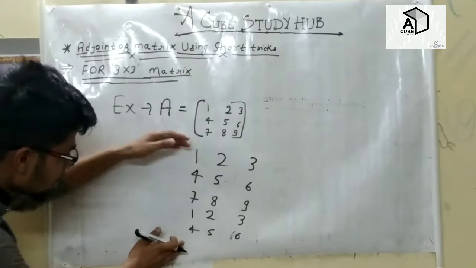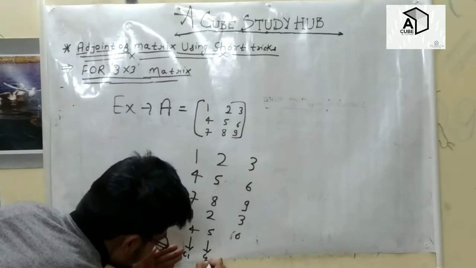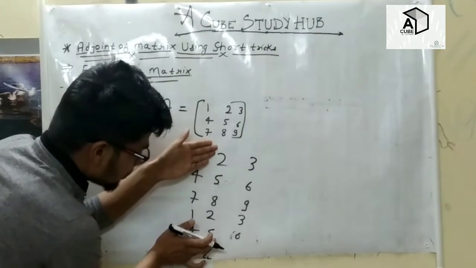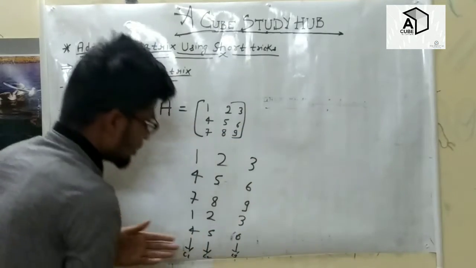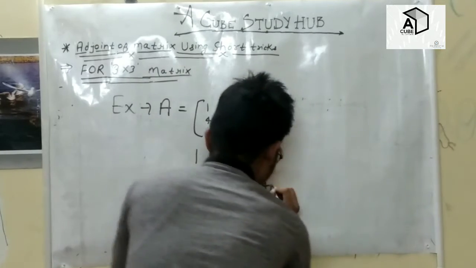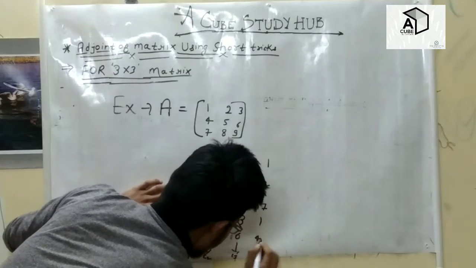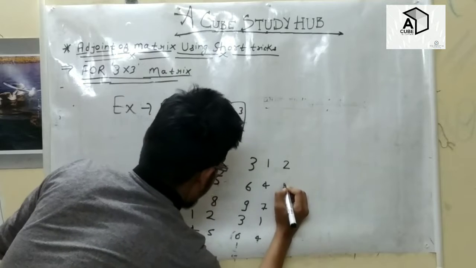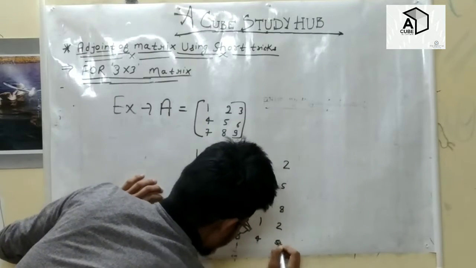Now, as this is our column number 1 and this is our column number 2, we will write column number 1 and column number 2 just after column number 3 simultaneously. So here 1, 4, 7, 1, 4 and 2, 5, 8, 2, 5.